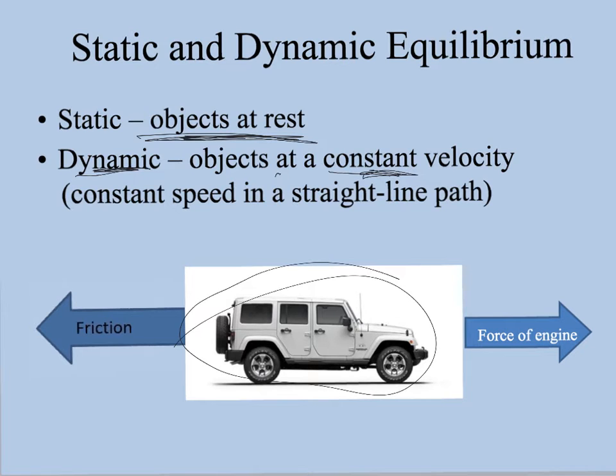So this Jeep down here, the engine is applying a certain force as it's moving down the road. The friction of the road is pushing back against the force of the engine. But if this Jeep is traveling at constant velocity, we say it's in dynamic equilibrium. If the Jeep was just sitting in a parking place and it's not moving, we say that it is also in equilibrium, but because it's not in motion, we say it's static equilibrium. So they both mean the same thing. It's just that static is an object that's sitting still and dynamic is an object that's in motion.